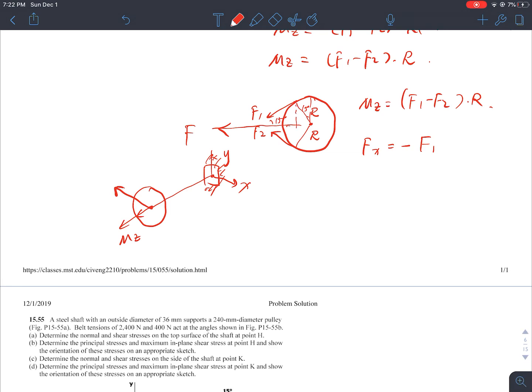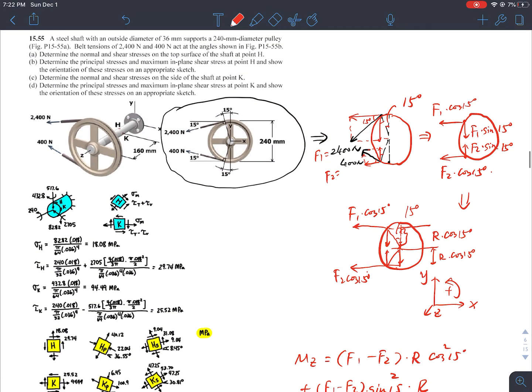So F1 multiplied by the horizontal component of that. What is the horizontal component of F1? This is 15 degrees, so F1 cosine 15 degrees, right? And minus F2 cosine 15 degrees. So basically Fx equal to minus F1 plus F2 cosine 15 degrees. So that's all the forces, right? So this is the complete picture.